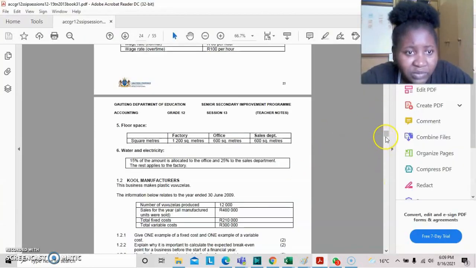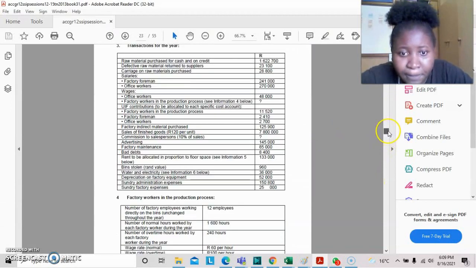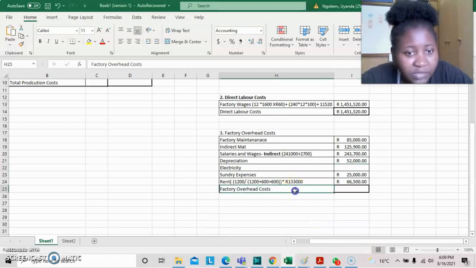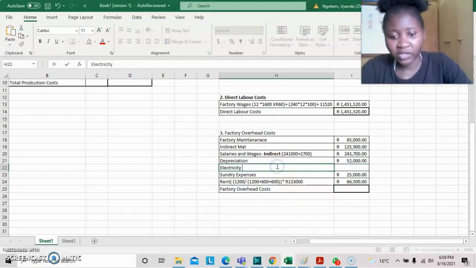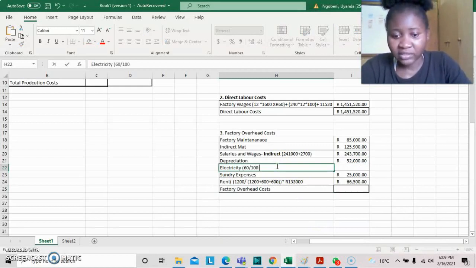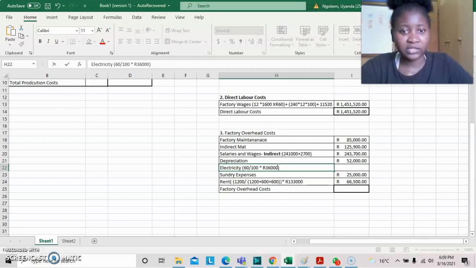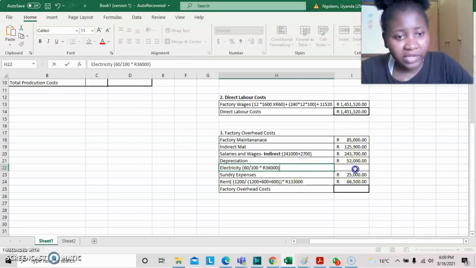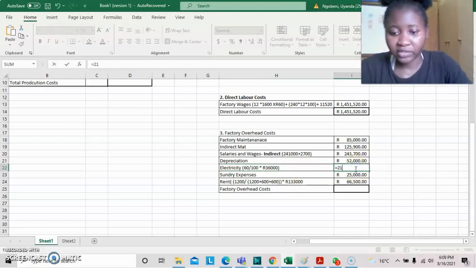How much was allocated in total for electricity? Going back, they're saying 36,000. So 60% of the 36,000 is for the factory. We'll say 60 over 100 multiplied by 36,000. You are more than welcome to pause the video and work it out. I am getting 21,600.